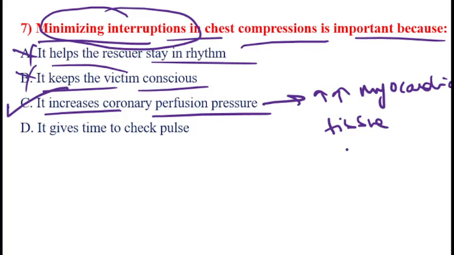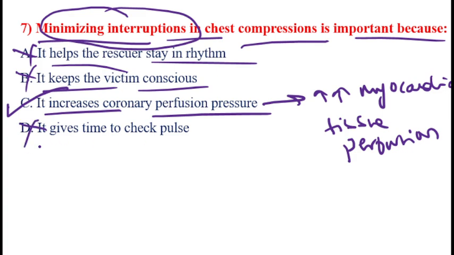That is the reason why we should not interrupt the person who is giving the chest compression. We have to minimize interruptions. Minimizing interruption in chest compression is important as it increases the coronary perfusion pressure and the myocardial tissue perfusion. When myocardial tissue perfusion increases, automatically the heart will start contracting by itself, and thereby the patient's hemodynamic stability can be improved. Option D, it gives time to check pulse, is the wrong option here.